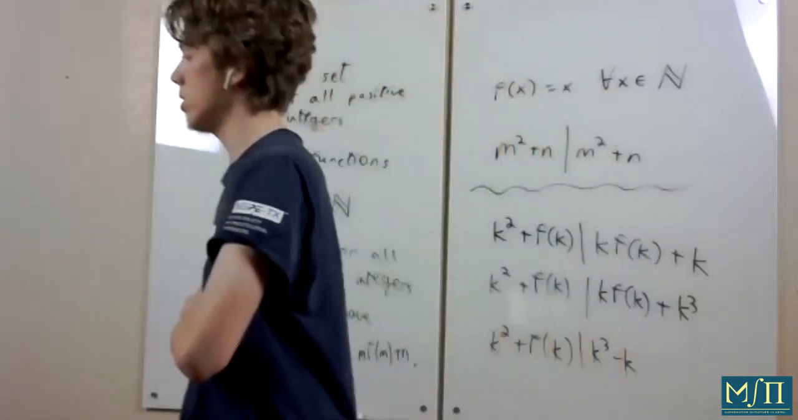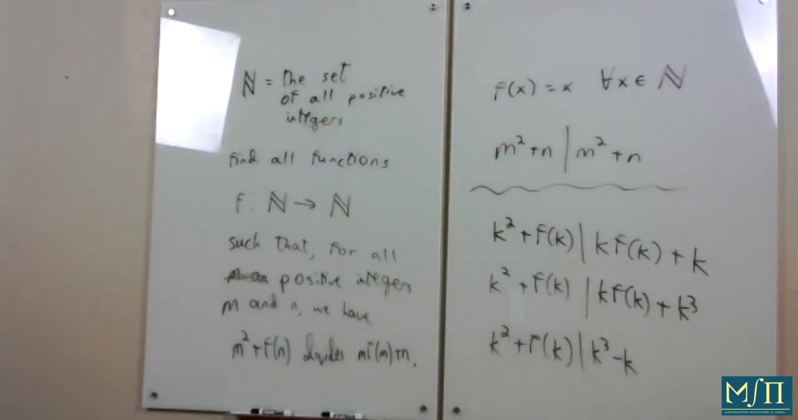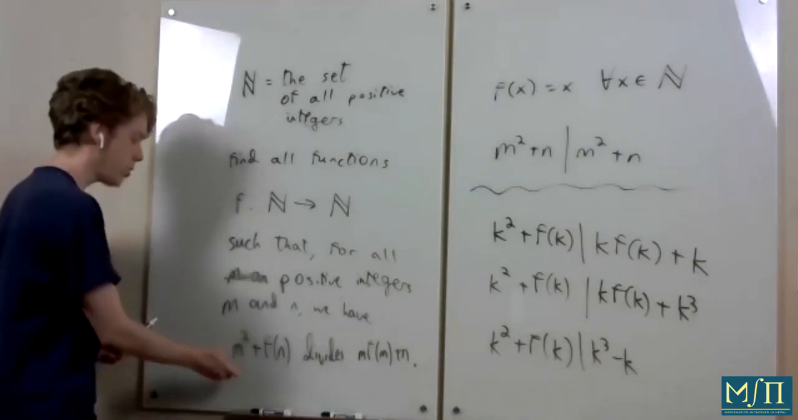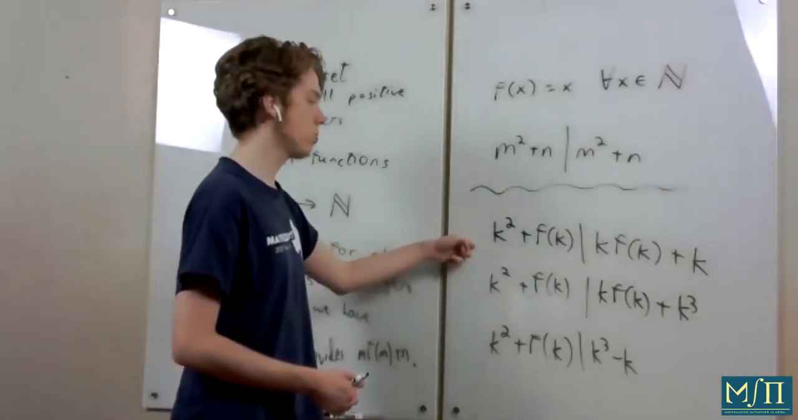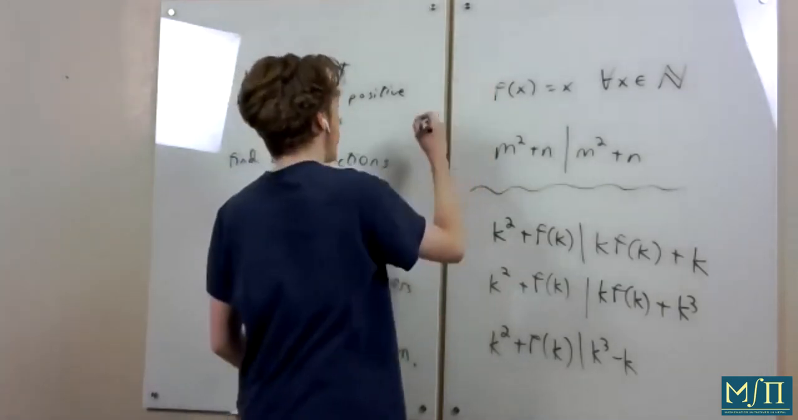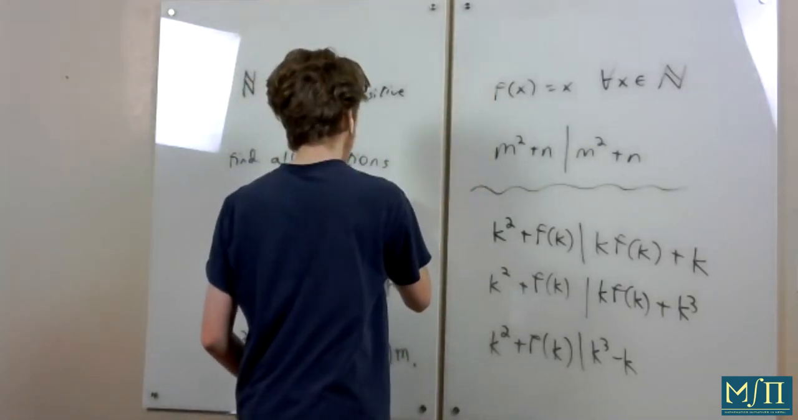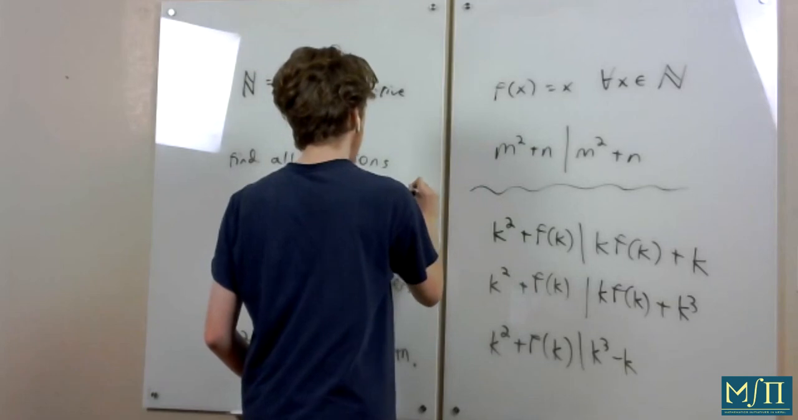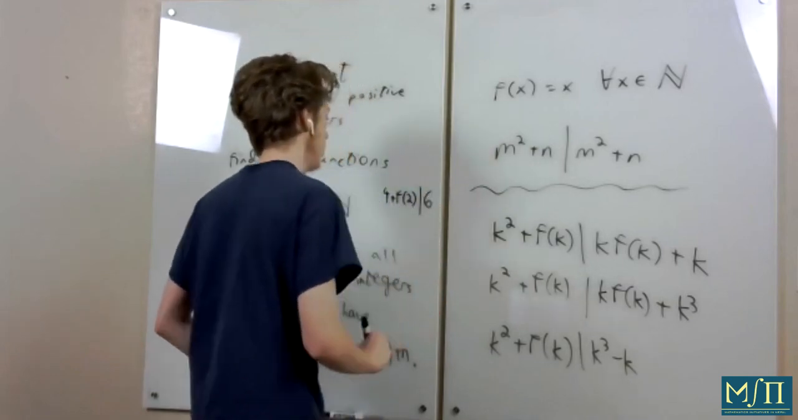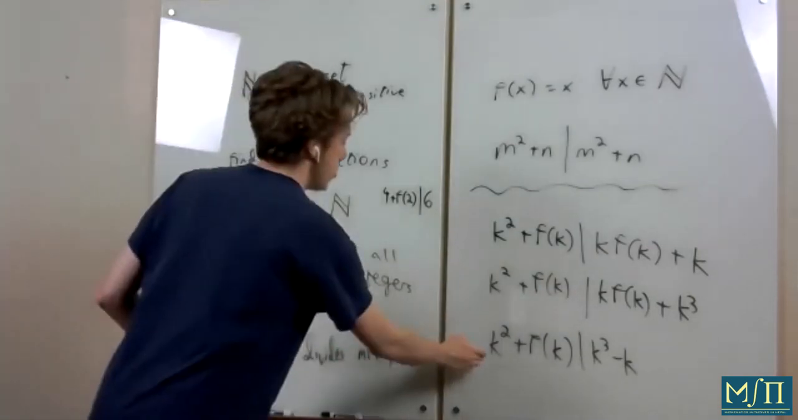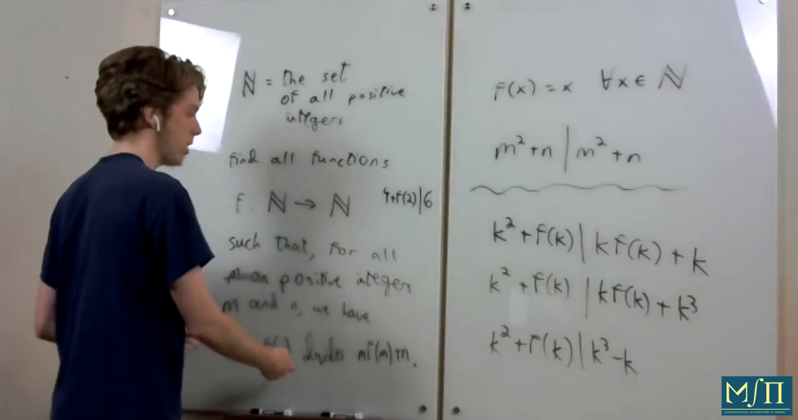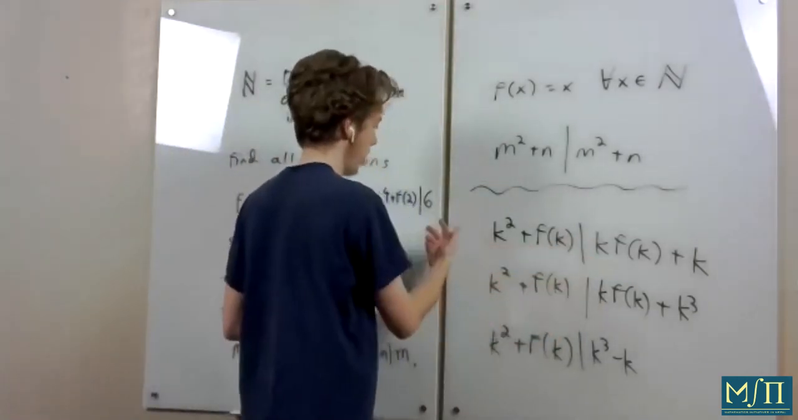Now notice something about this. This might give you some information in certain small cases, or one in particular. Specifically, if you take k as 2, equivalently, if you plug in m and n equals 2 into the original problem, this eventually will give you 4 plus f of 2 divides 6. You could also have just plugged in 2 directly and gotten this either way.